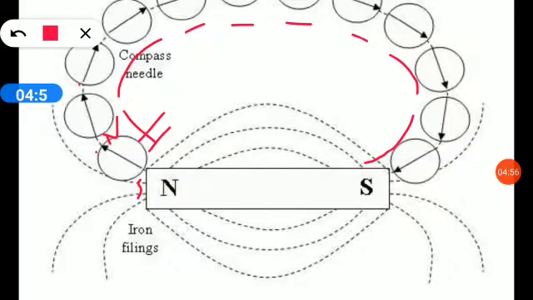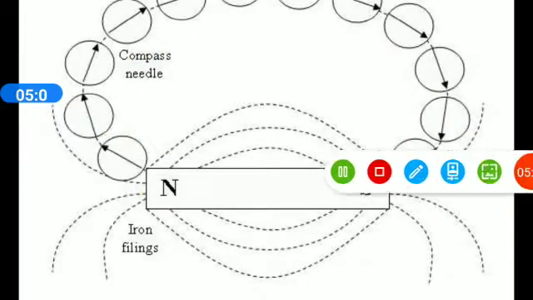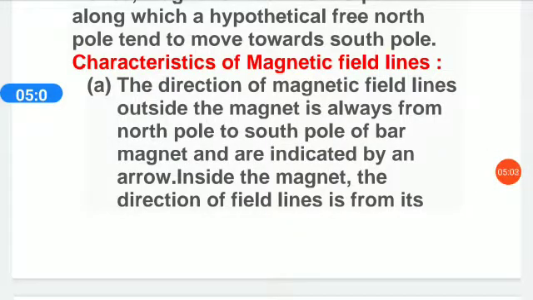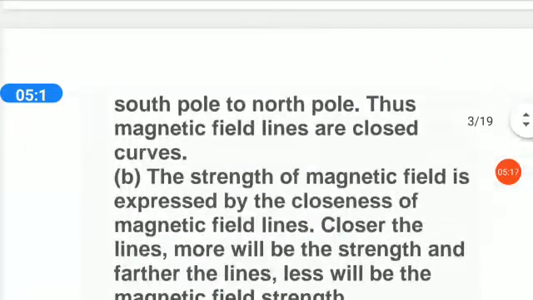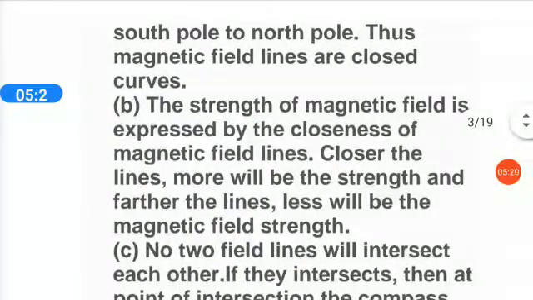What are the properties of magnetic field lines? The direction of magnetic field lines outside the magnet is always from north pole to south pole. We have discussed it earlier also. Of a bar magnet, these are indicated by an arrow. Inside the magnet, the direction is from its south pole to north pole. Thus, magnetic field lines are closed curves. It makes a closed curve. It does not intersect at any point because it would show two directions.